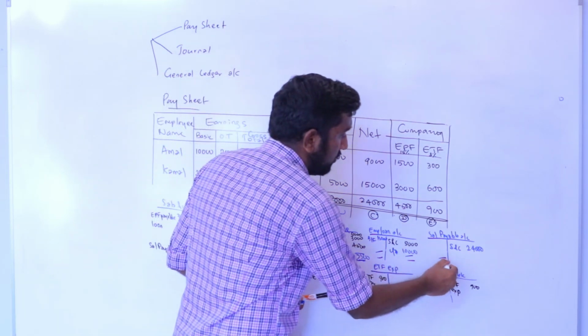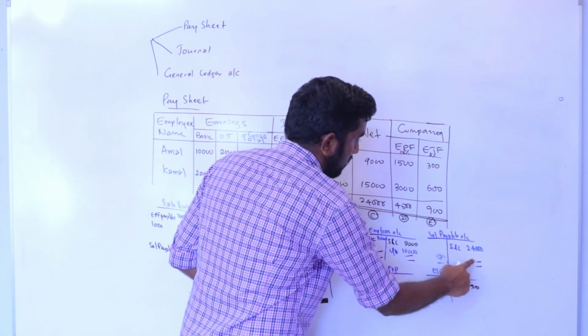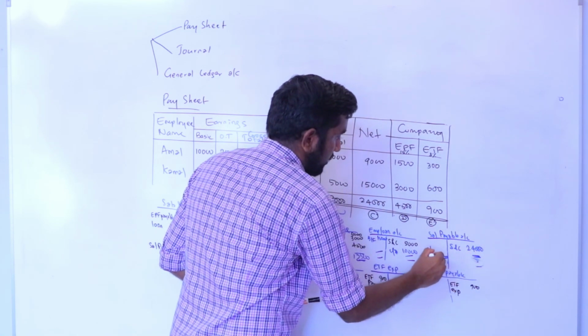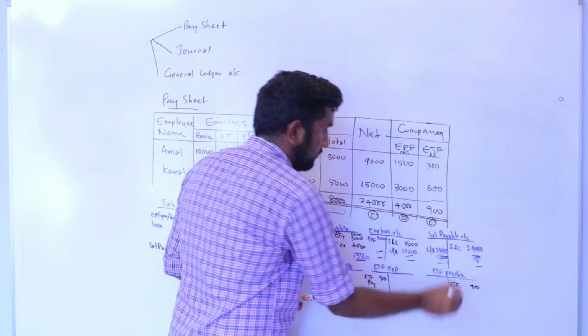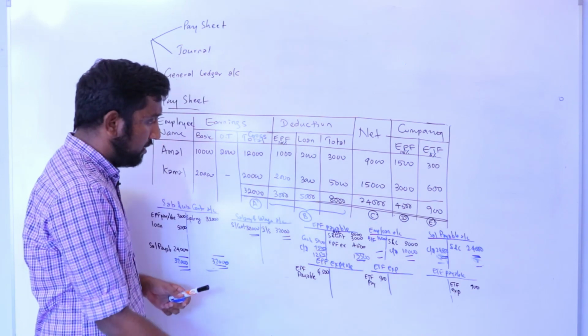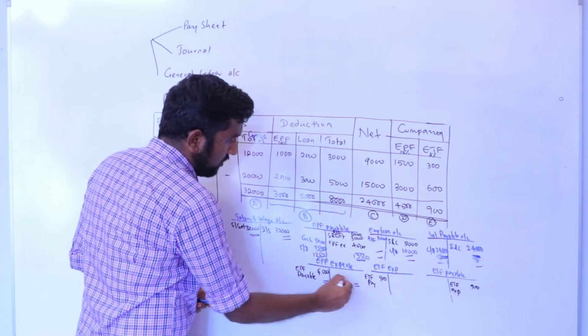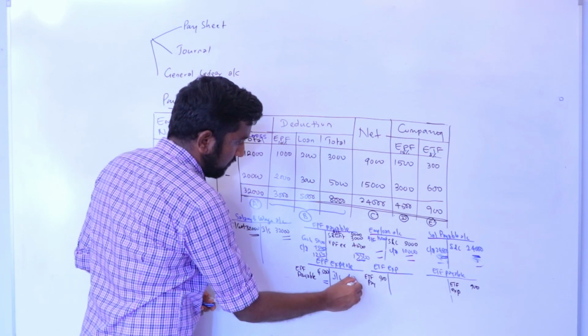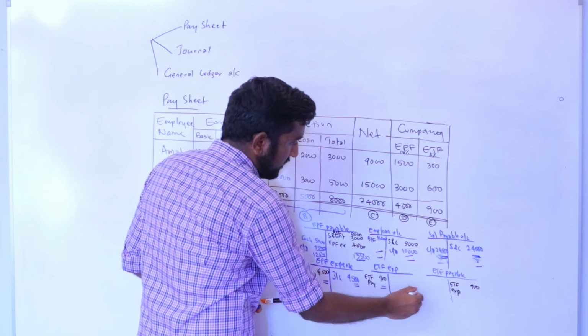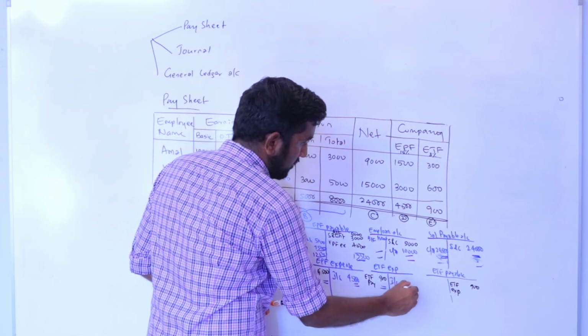Salary payable is what for you? Liability. So I would say close this and I would carry it down 24. And EPF expense is what for you? Expense. So it will transfer to the income statement. ETF expense is again an expense, transfer to the income statement.